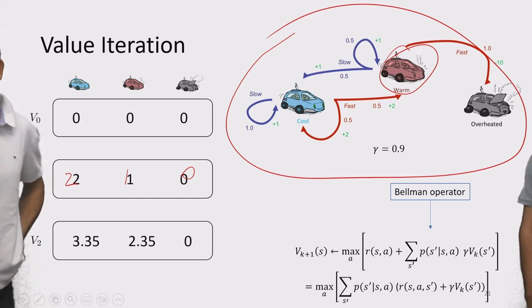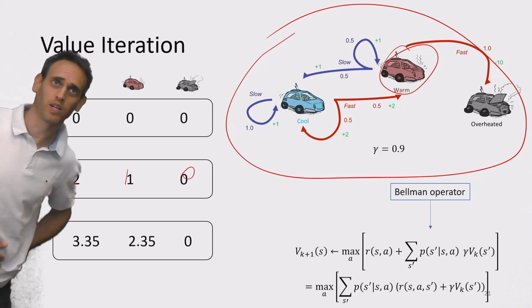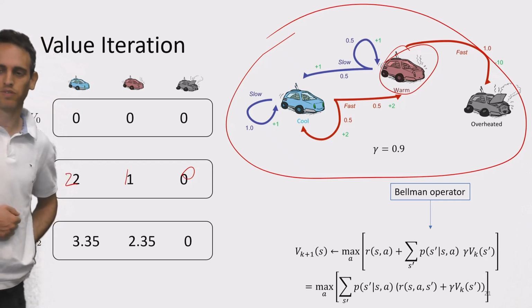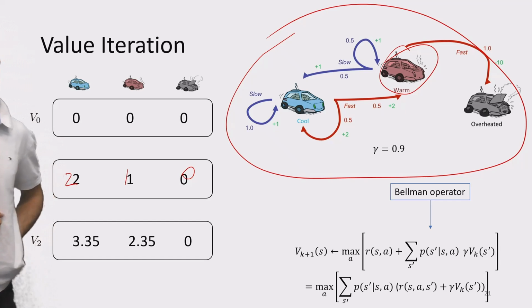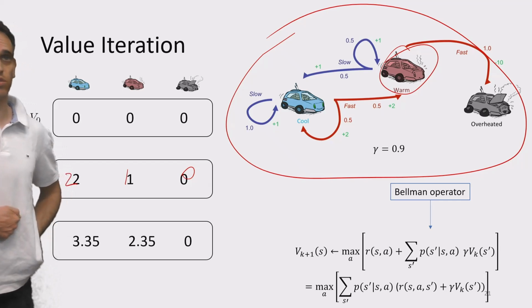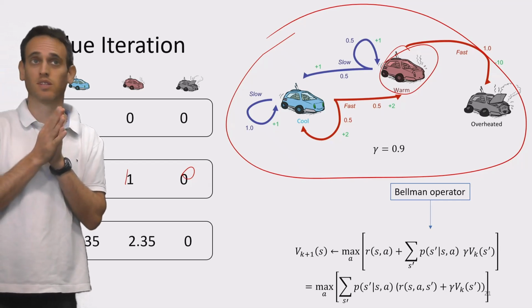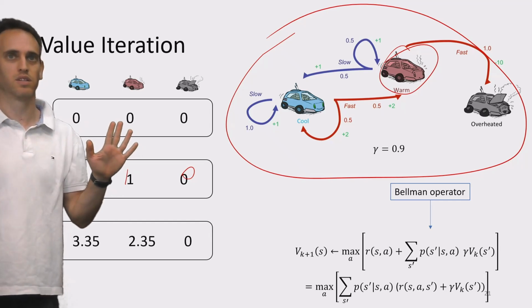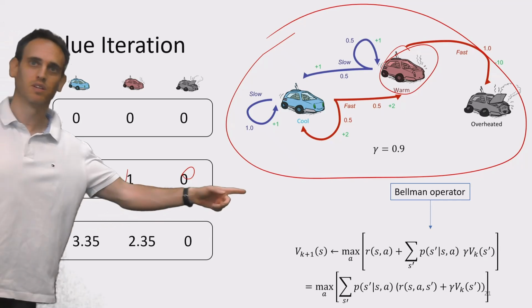Of course, we can continue this process, and you're more than welcome to do it yourself and see that you get these values. In V2, you should get 3.35, and then 2.35 for state warm. And you can continue this process. The interesting thing is, as you continue, these values will converge. The difference in these values will reduce, and you can continue until they reduce as low as you'd like. This is known as a contraction mapping. The Bellman equation is known as a contraction mapping.